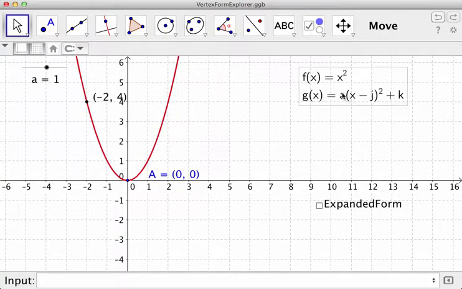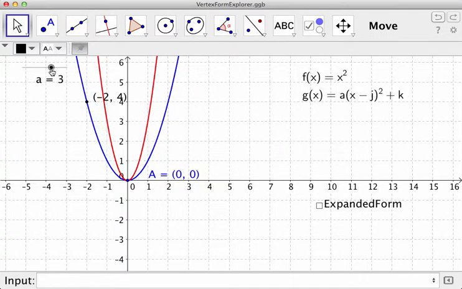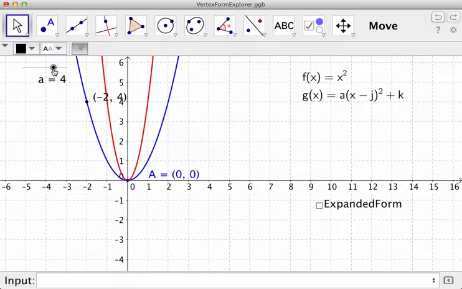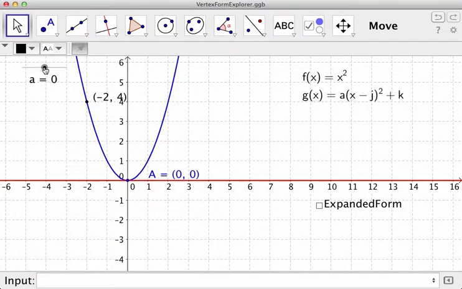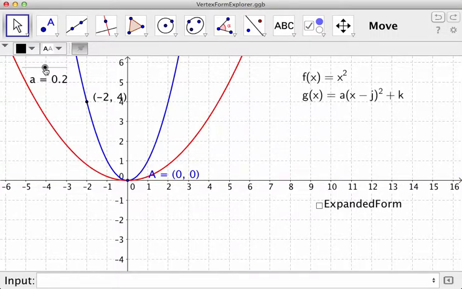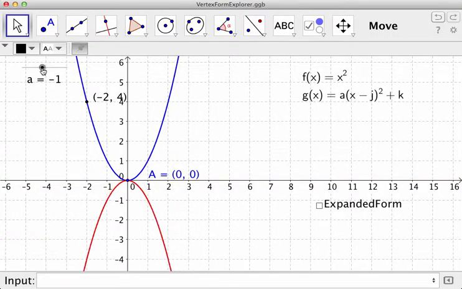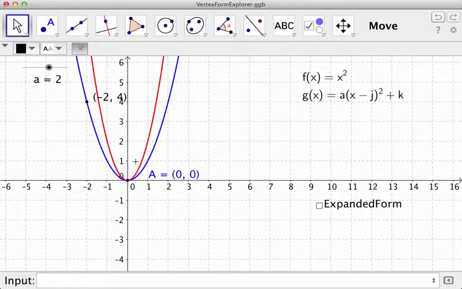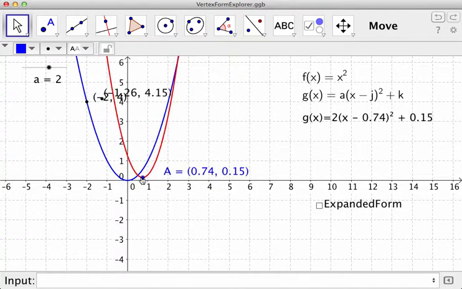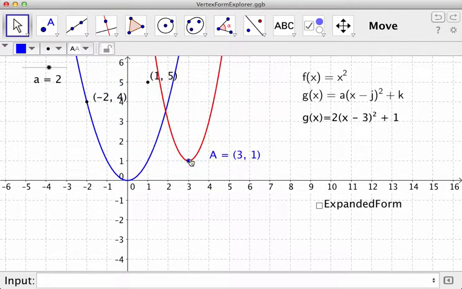Okay, so you will notice that in the form g of x, we also have this variable or constant right here called a. Well, we can change the value of a, and let's look at what happens as we do. Okay, we get this new quadratic. As a increases in size, we get a narrower quadratic, whereas if a is between 0 and 1, it's wider, and when a is negative, it flips down.